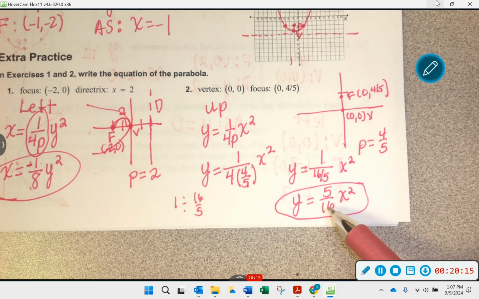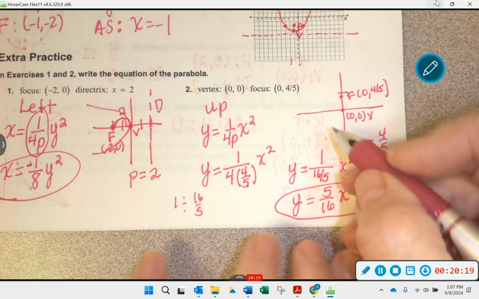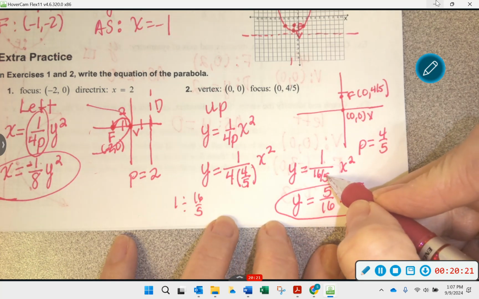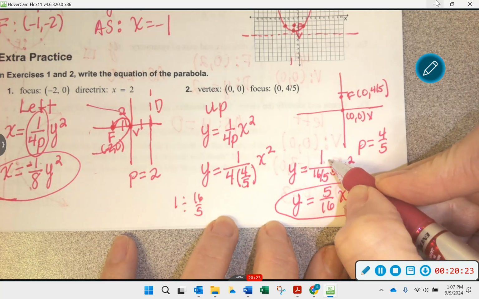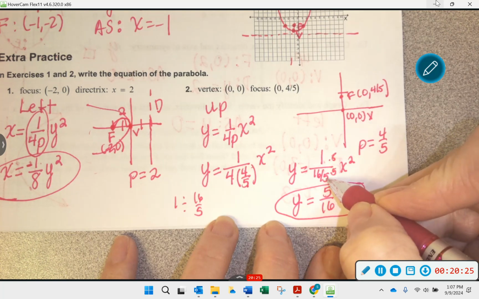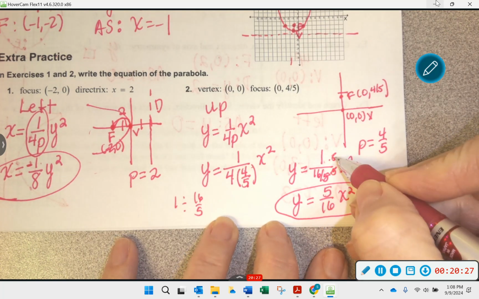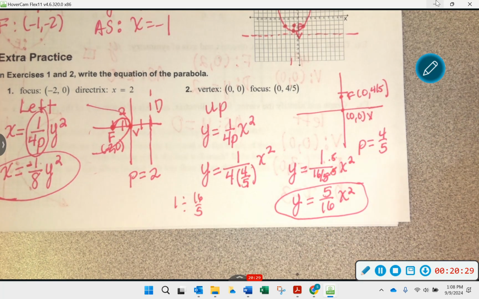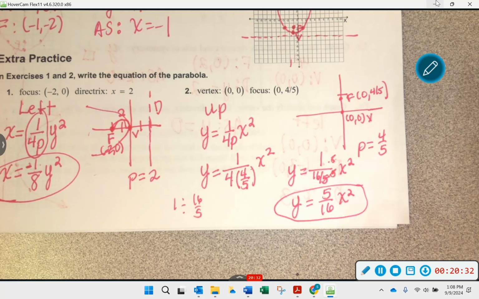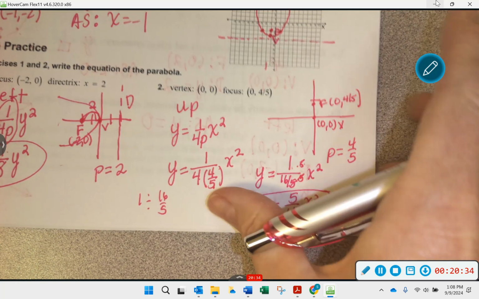Okay, I'd like you to push yourself to do things like that. Here's another way I like to do it. I like to say, I don't want that 5, so I'm going to multiply the bottom by 5 and the top by 5. 5 divided by 5 cancels, and now I have 5 over 16. That's another way to do it. I actually prefer that way, but whatever you prefer.